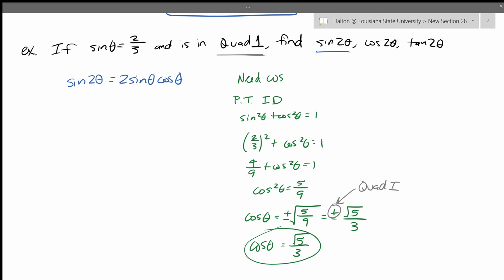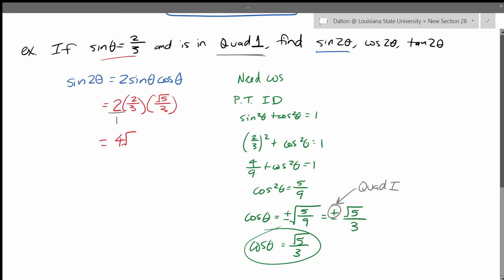So if I have the sine of 2 theta, which is going to equal 2 times, I know the sine is 2/3, and I know cosine now is the square root of 5 over 3. And then if I use this 2 over here as over 1, then the rule for multiplication is to multiply straight across. So if we multiply all of our numerators together, that's going to be 2 times 2 times the square root of 5, which is 4 square roots of 5. And in the denominator is 1 times 3, which is just 3.